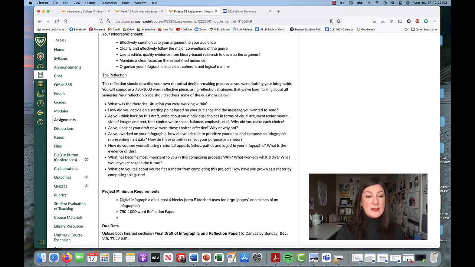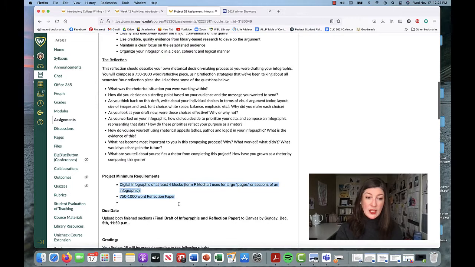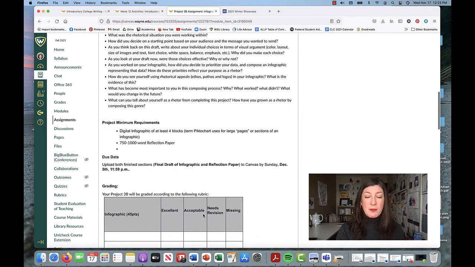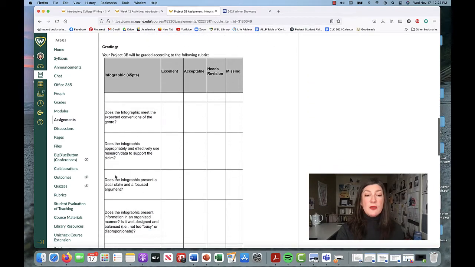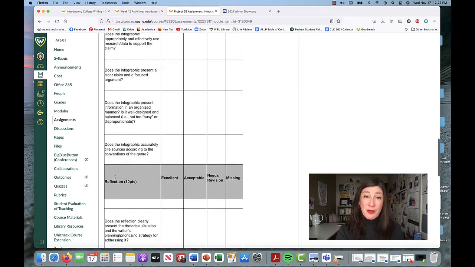So it's 2 pieces. The infographic itself, which is kind of the bulk of it, but then also your reflective paper, which will be due December 5th. You can see the rubric here that I will use to grade with.